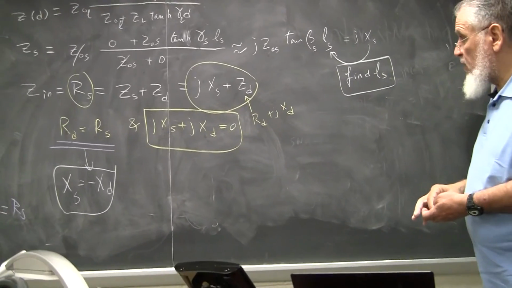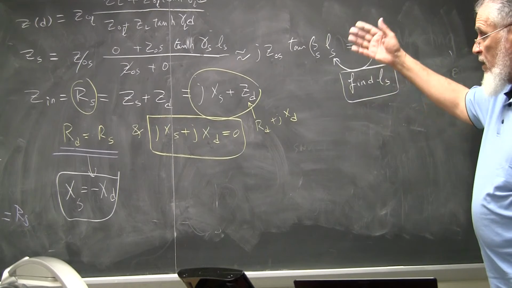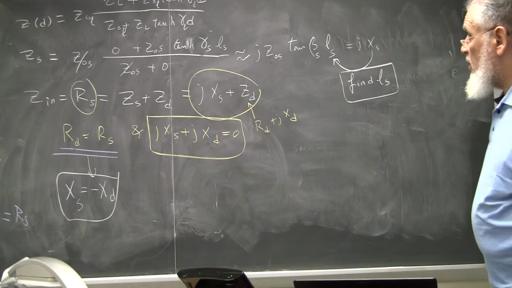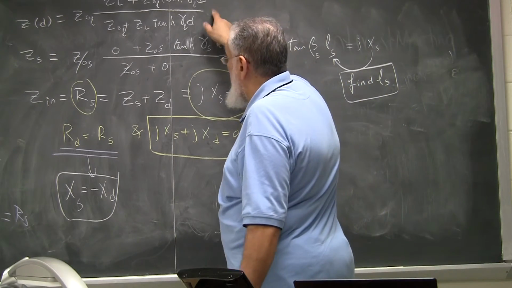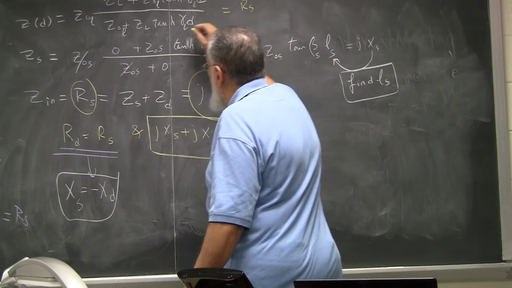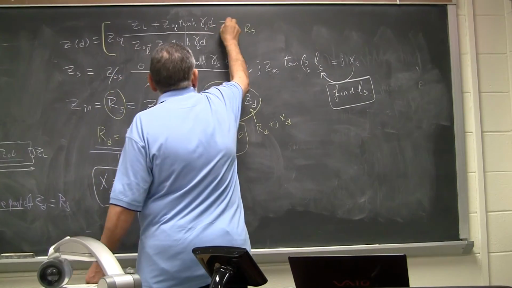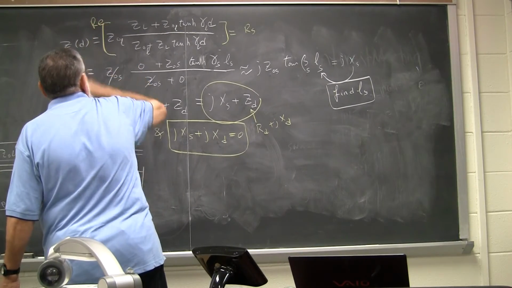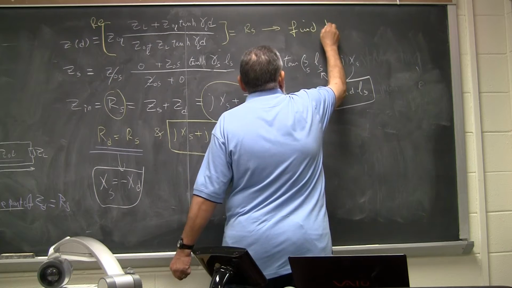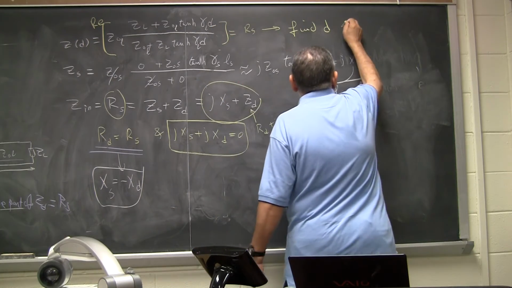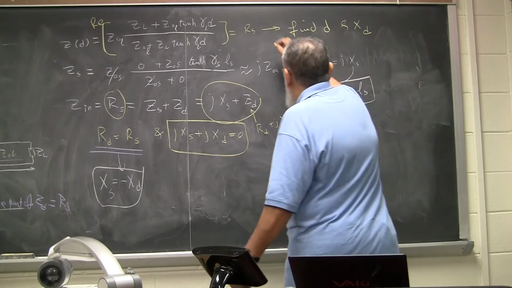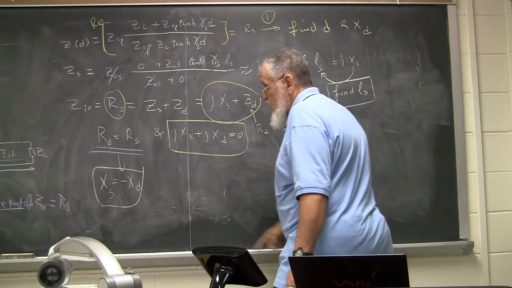So these are the steps that we do. Obviously, you can write a simple code to do that computation. Go back to this expression here and equate that to R sub s, the real part of this. And from there, find d and the corresponding X sub d. So that's step number 1, which is right there.